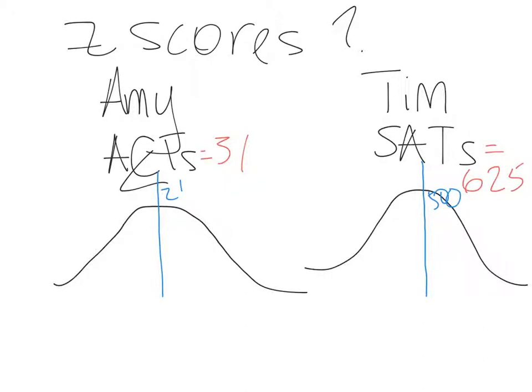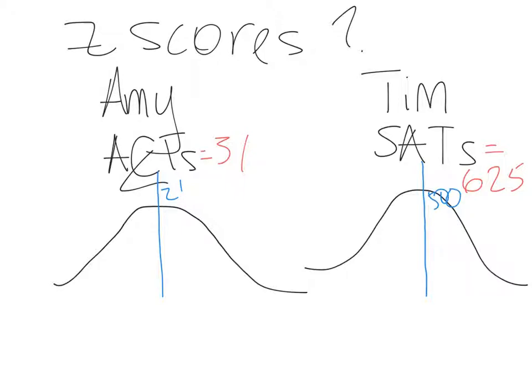And then finally, the third piece of information that we need is the standard deviation. And usually with standardized tests, especially for a particular year, that information is readily available. So based on what I found, the SATs: Amy scored a 31, that's a raw score. Tim scored a 625.